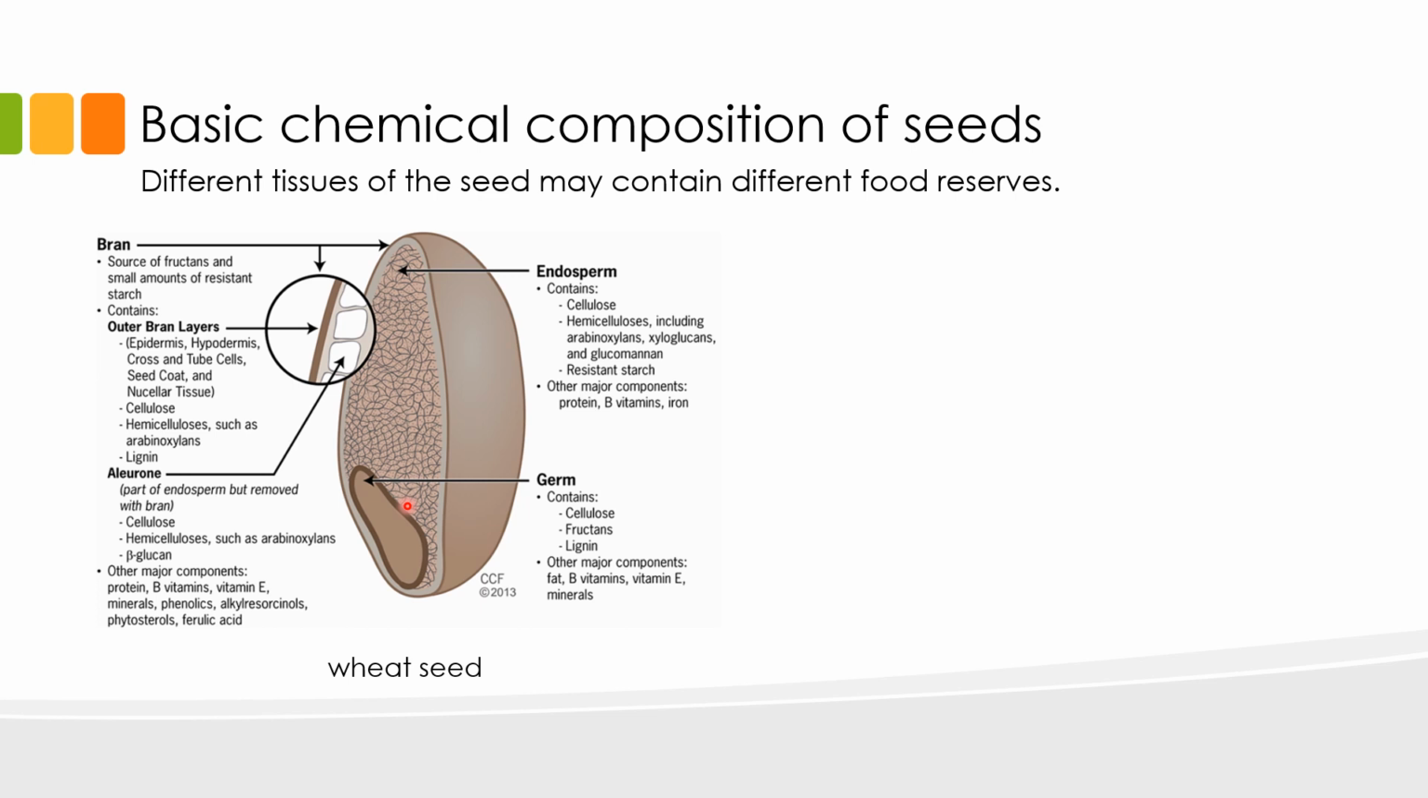If you look closely at the composition of the endosperm right here, you can see that it is mostly composed of carbohydrates in the form of cellulose, hemicellulose, and starch. Aside from carbohydrates, there are also minute amounts of proteins, vitamin B, and iron in the endosperm. Now, if you shift your attention to the embryo or germ, you can see that it also contains carbohydrates in the form of cellulose and fructans. And aside from carbohydrates, the embryo also contains fats or lipids, vitamins B and E, as well as minerals. There are many other chemical components found in other tissues that make up the whole seed, including the bran and the aleurone layer.